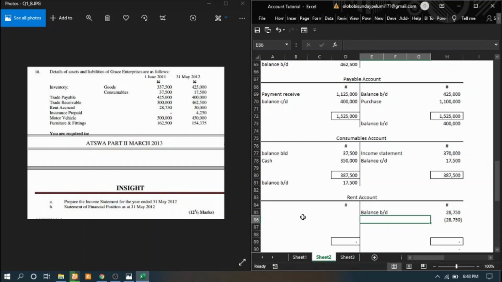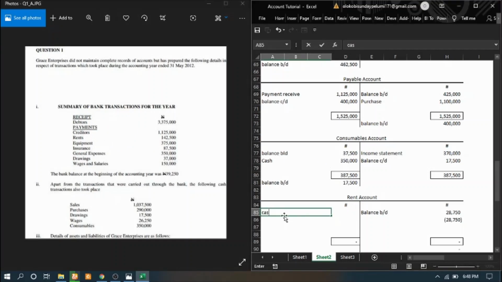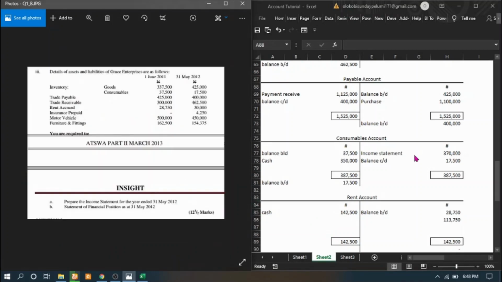It's very important you are able to prepare this, and this is where the work is. What was the amount that we paid? The company paid 142,500 as rent during the period. So you credit your bank, which you have done already, and debit your rent account. Write cash and put the amount here, 142,500.